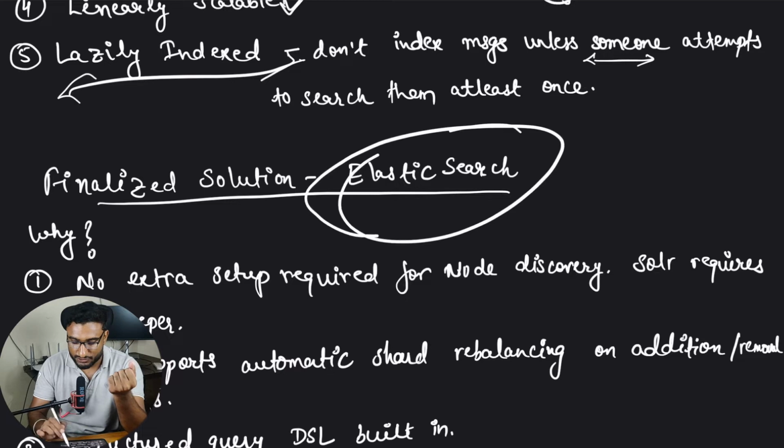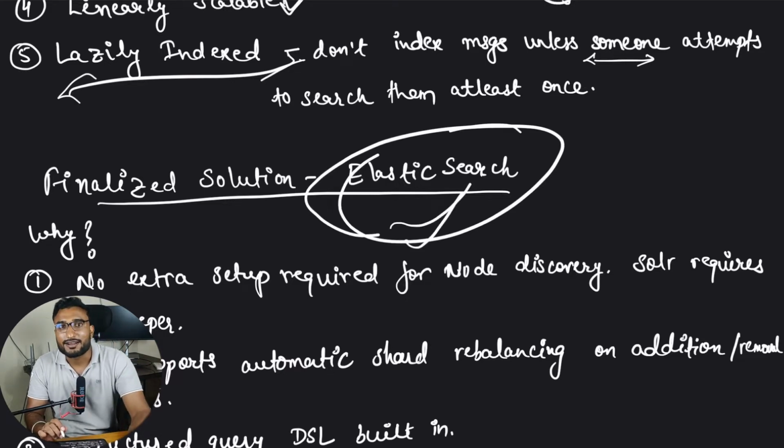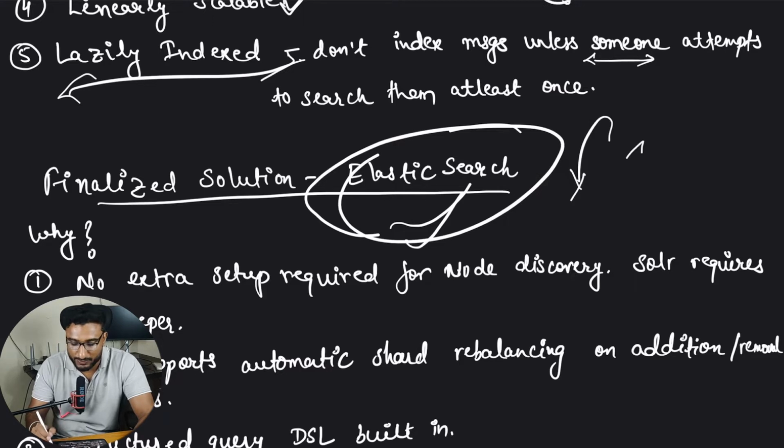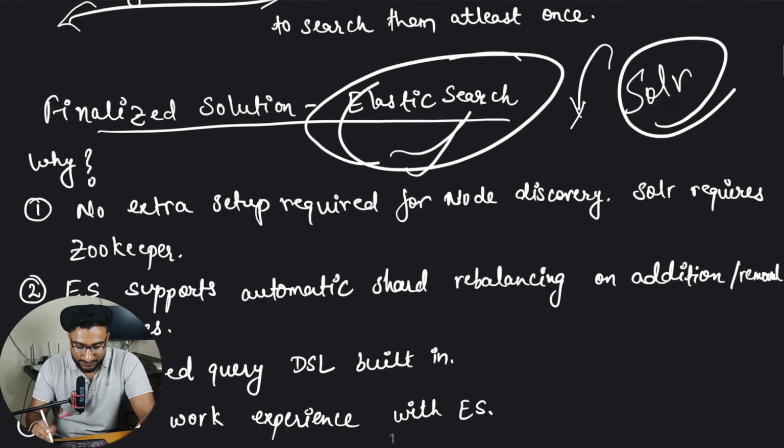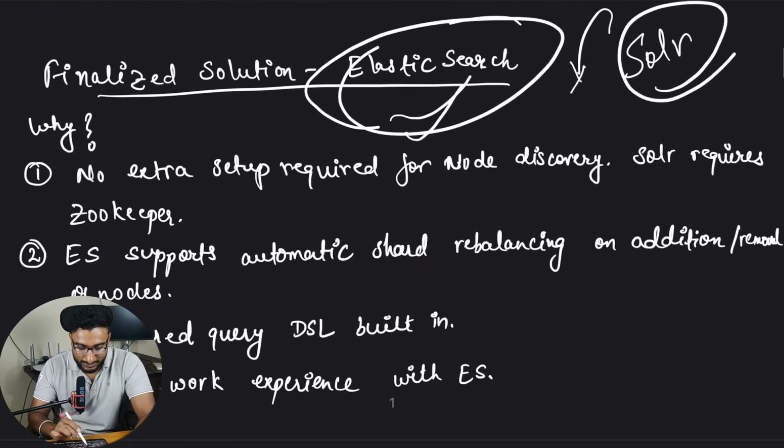So the finalized solution was Elasticsearch. It's a very top solution whenever it comes to search functionality. Whenever we want to index the data and provide search functionality on top of it, Elasticsearch is one solution which comes to mind. Another one is Solr, which was discarded for a few reasons.